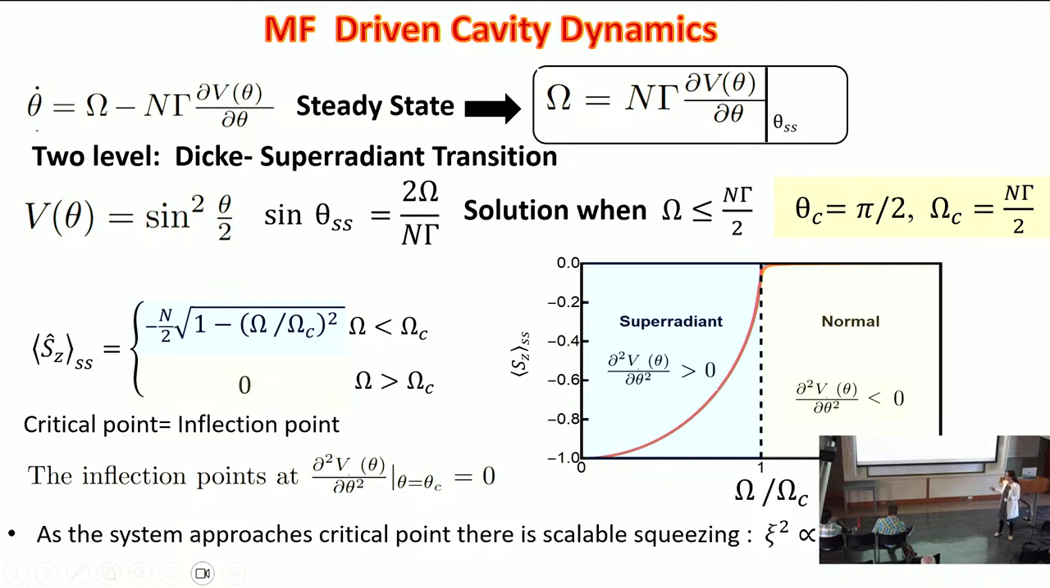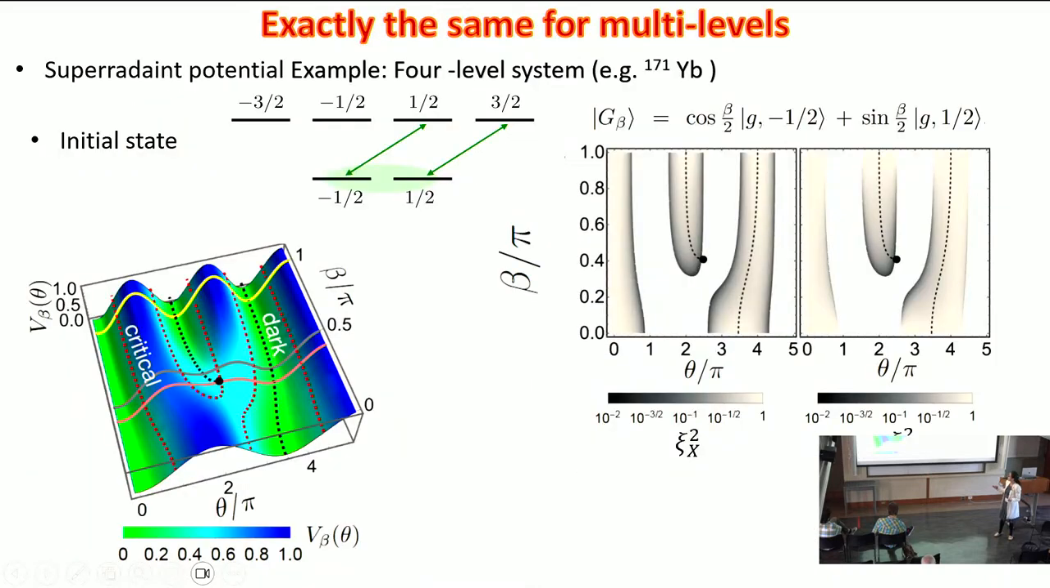The only problem is that if you turn off the drive at the critical point, then the entanglement disappears. So we want to have something stable. So the main idea is that the superradiant potential is all we need to understand where we can create a squeezing in the multilevel system.